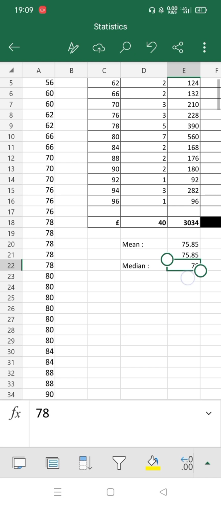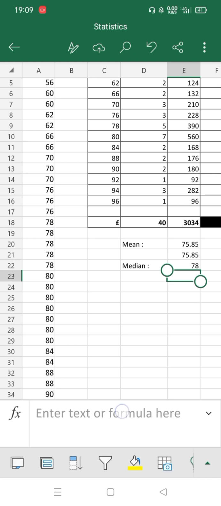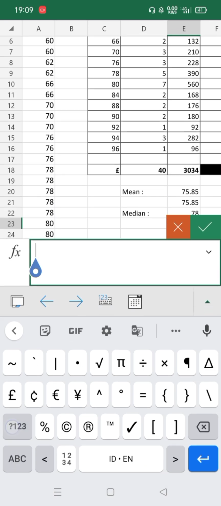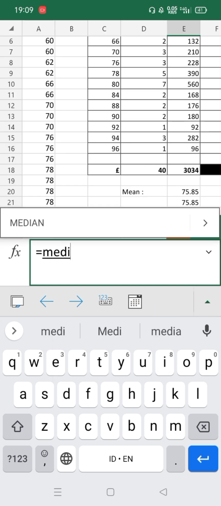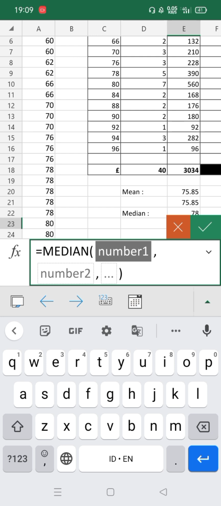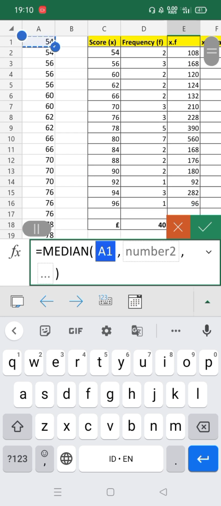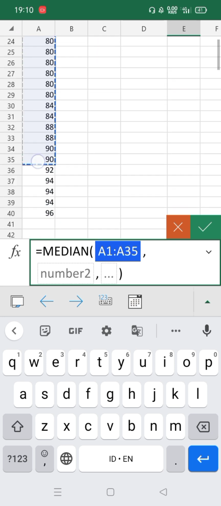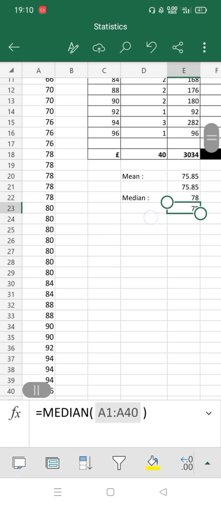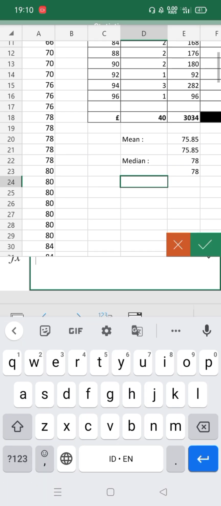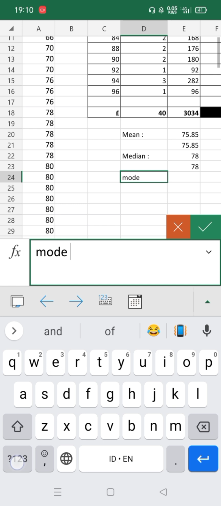manual way. But the fastest way to look for the median is to use the formula median, and just block here until the end, just like before. And yeah, we got 78 too. And the next thing we have to look for is the mode.